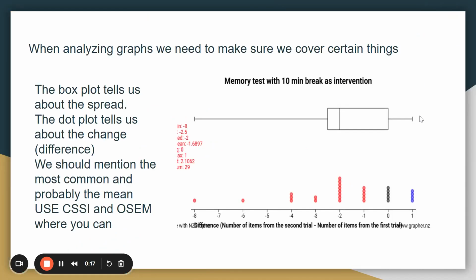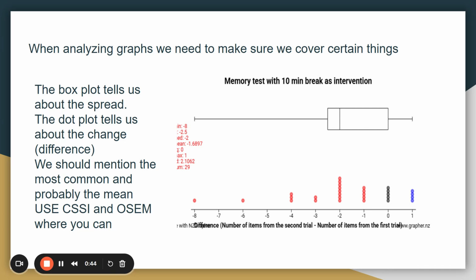So the two graphs we drew, this one was a box plot. This box plot in particular tells us about the spread of the data and also tells us about the difference between the two tests. So I had a number of items in the first test and the number of items in the second test, and this has subtracted the first from the second.